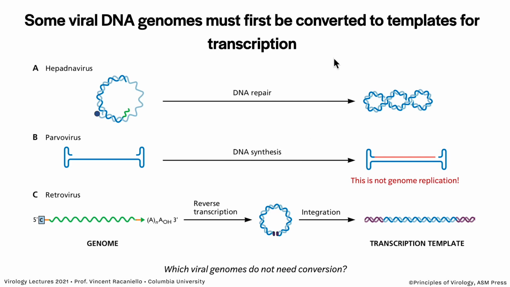Some of them have to be converted to templates for transcription as soon as they get into the cell, because remember, the first thing you have to do is make at least one protein. And so here the Adenovirus genome is gapped, and it has an RNA on it, covalently linked, it has a protein on. You'll find out why when we talk about reverse transcription. This is a product of that process. And so it has to be repaired.